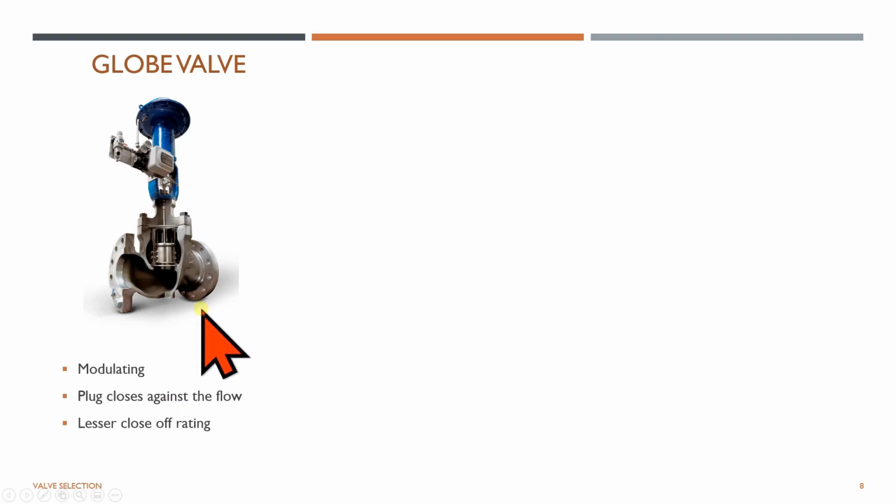The only con, with respect to the pros and cons, is the globe valves will have lesser close-off rating. The close-off rating is against your pump head. Let's say the flow has a specific pressure which is coming in, it has to withstand that specific pressure. That's the close-off rating. Against the flow, it has to close its plug. So that's the close-off rating which we're talking about. So globe valves usually have lesser close-off ratings.